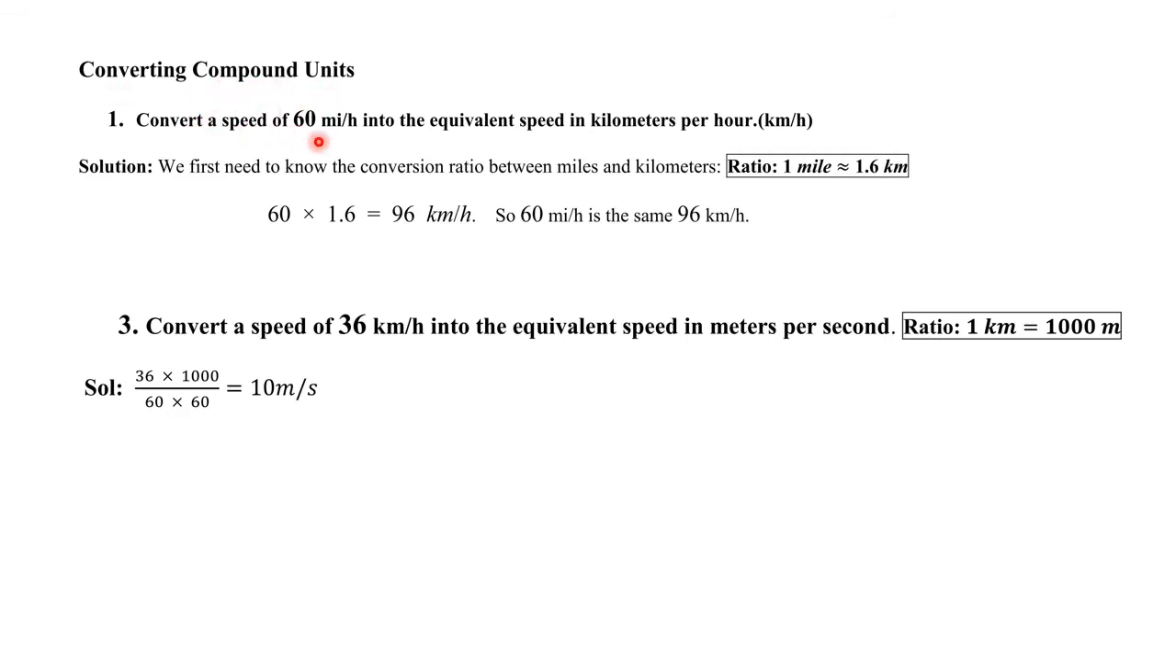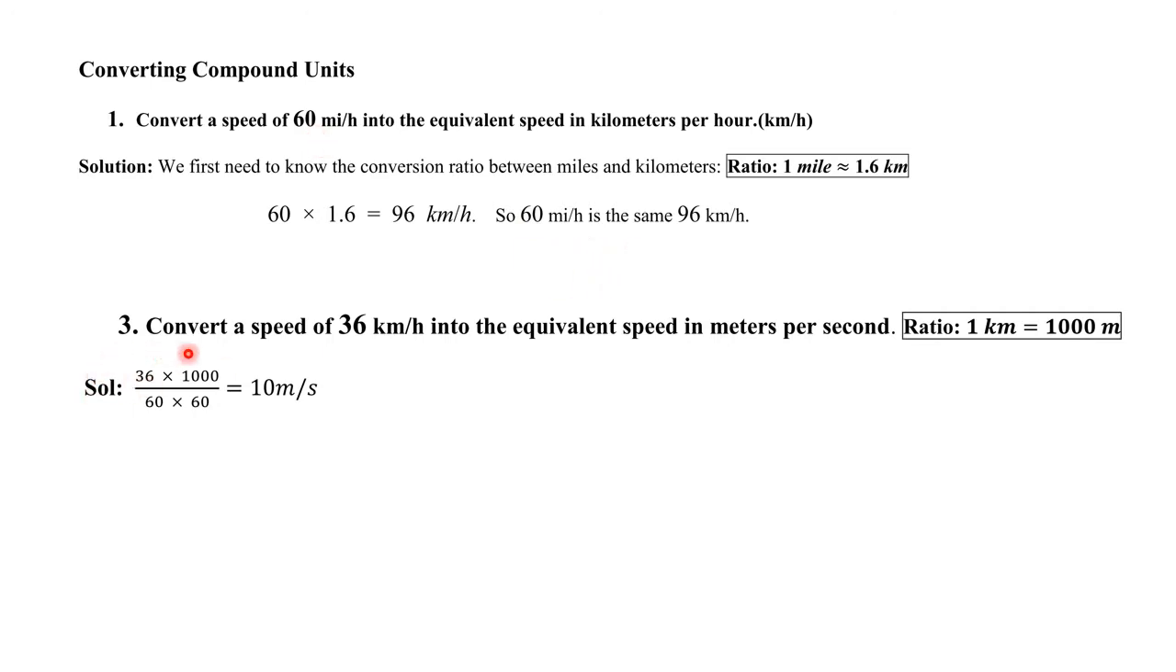Converting compound units. Convert a speed of 60 miles per hour into the equivalent speed in kilometers per hour. Solution. We first need to know the conversion ratio between miles and kilometers, which is 1.6. So from miles to kilometers, 60 times 1.6 will get 96 per hour. So it means that 60 miles per hour or 96 kilometers per hour, both are the same.